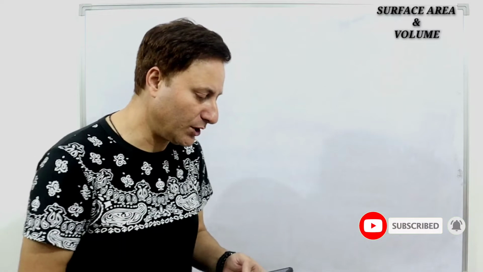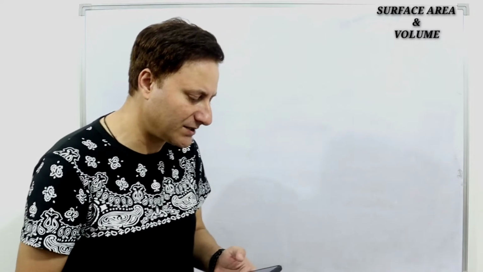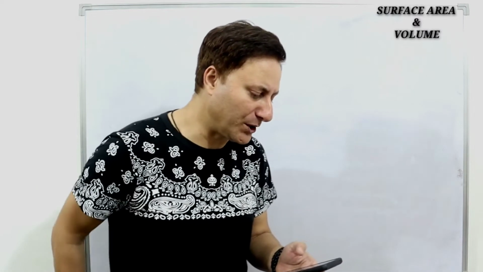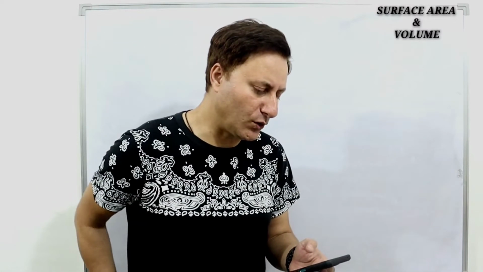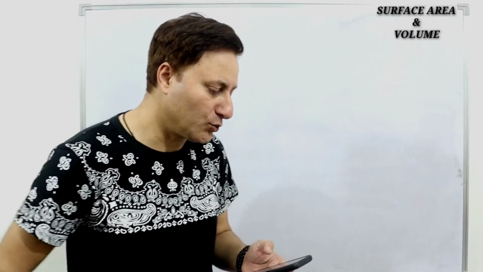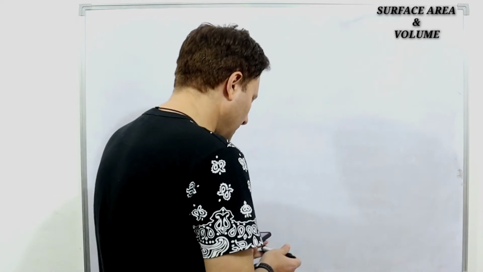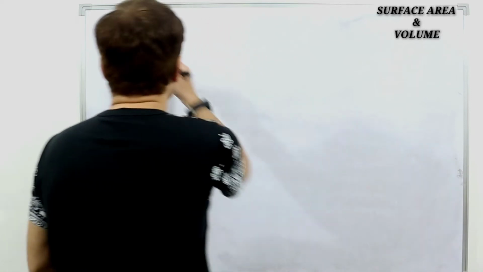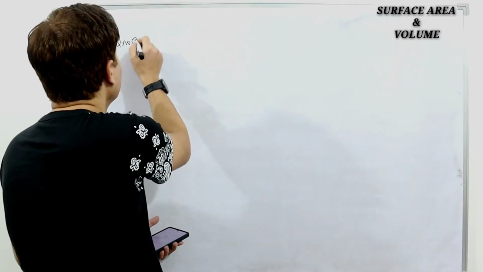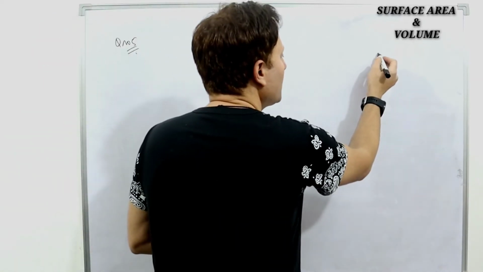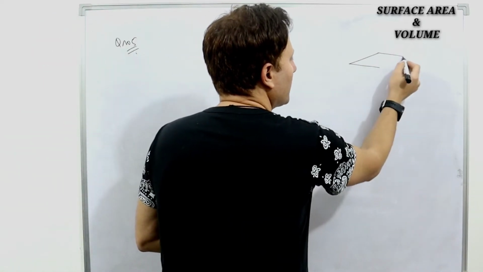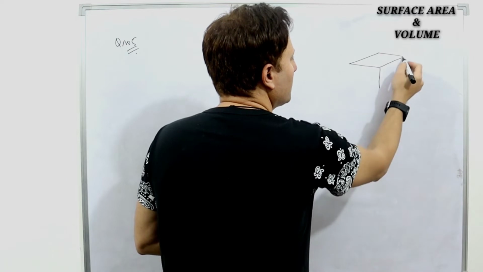Alright guys, so if we go to question number 5 of your textbook, what does it say? It says a hemispherical depression is cut out from one face of a cubical wooden block. So what are we having? We are having a cubical block. So let us go ahead and try this one. So we have a cubical block. Let me try and make this cubical block here.